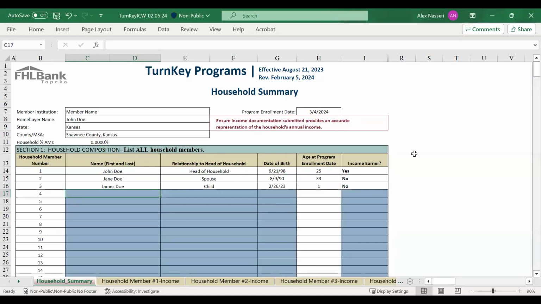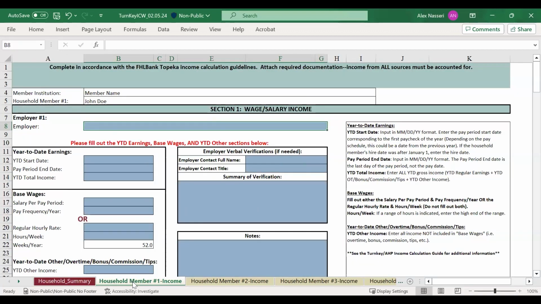Once you have the income documentation and have completed the Household Summary tab of the ICW, we are ready to enter the income on the Household Member Income tab. If you don't know how to complete the Household Summary tab, please review our general overview and household summary video and other resources on our website.